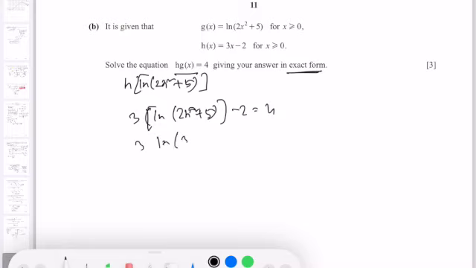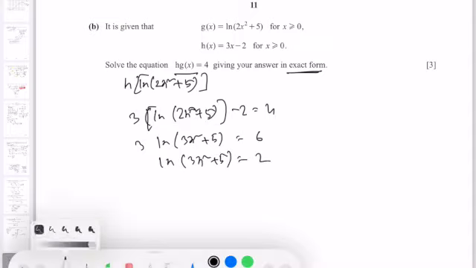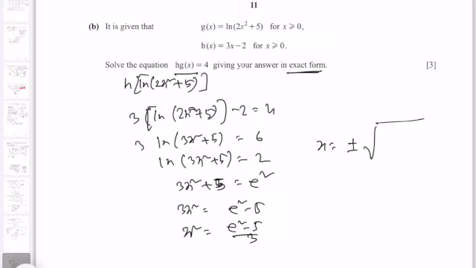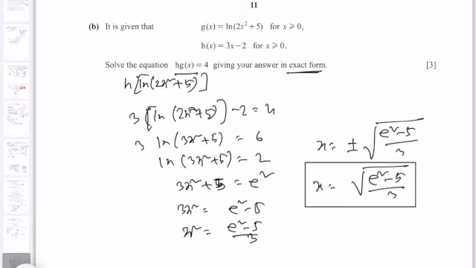Now 3 ln of 2x squared plus 5 equals 6. So ln of 2x squared plus 5 equals 2. And removing the ln, it will be 2x squared plus 5 equals e to the power 2, and 2x squared equals e squared minus 5, so x squared equals e squared minus 5 divided by 2. So x equals plus or minus the square root of that, though the logarithm is defined for x greater than minus 5, so we need to ignore the minus sign. So it will be the square root of e squared minus 5 over 2. So this is the final answer of question B. It carries 3 marks.